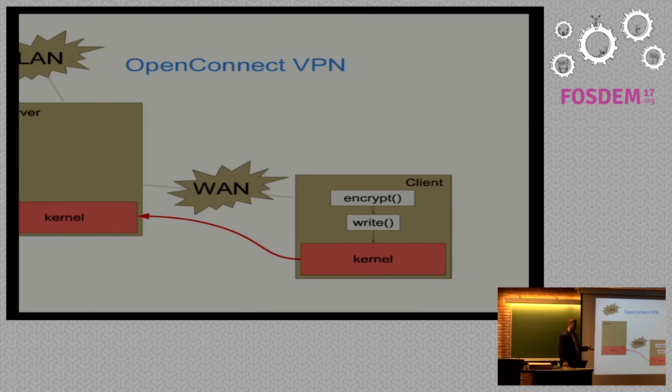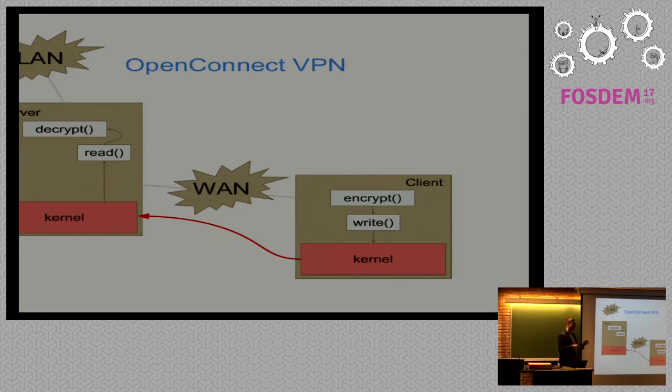On the server side, the kernel receives the record. There's an OpenConnect server that listens on some particular port and has a socket. Once the TLS or DTLS record is ready, it reads it from the kernel and decrypts it; basically it does the reverse operation of the client.